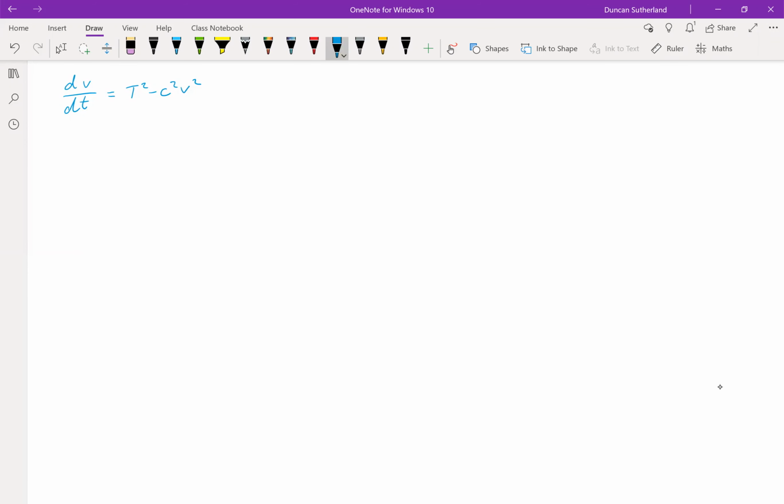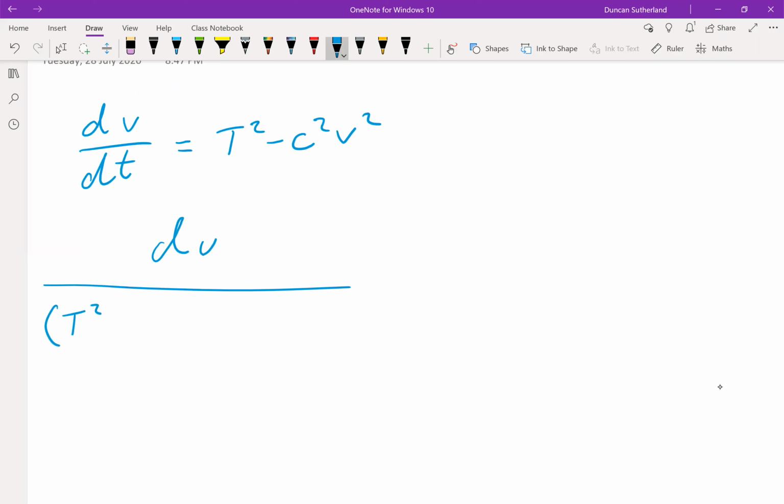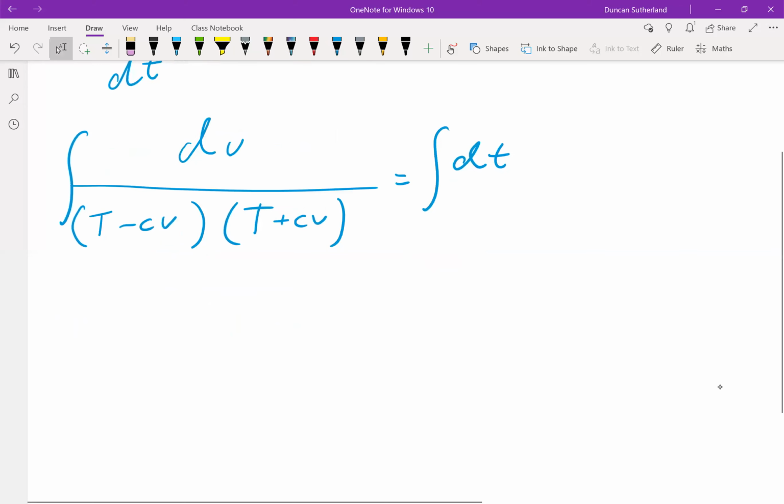This is a separable nonlinear equation. We've got a v squared, so it's definitely nonlinear. It's amenable to partial fractions, so let's separate. Let's also anticipate the partial fractions and factorize this t business. Factorizes nicely. And we can integrate. We've got to do this with partial fractions.